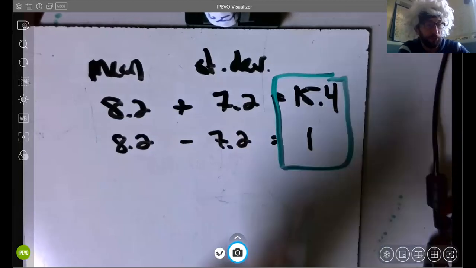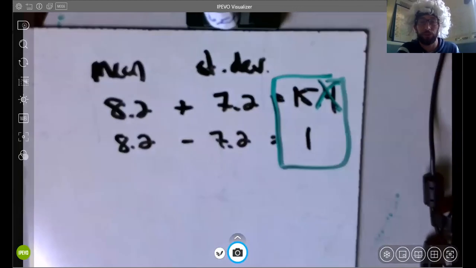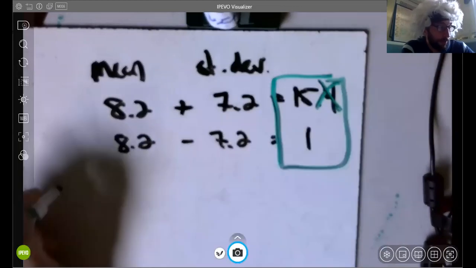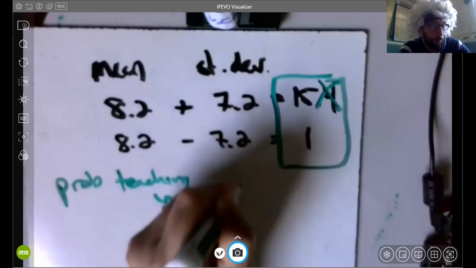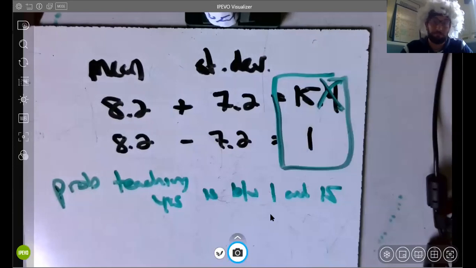But we also know that the teaching years are only recorded in integers, so we really don't care about the 15.4. It's just 15. So we want to find the probability that someone's number of teaching years is between 1 and 15. All right, no big deal.